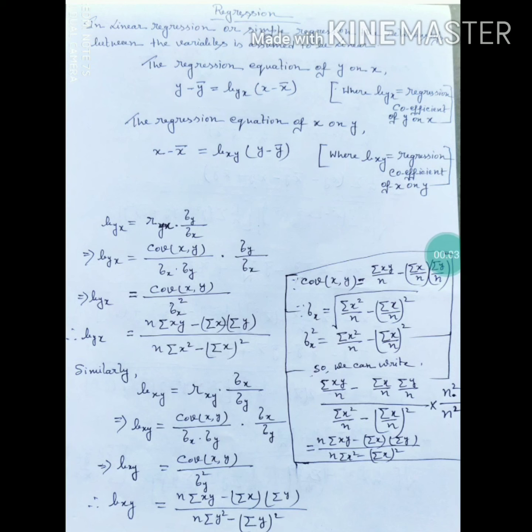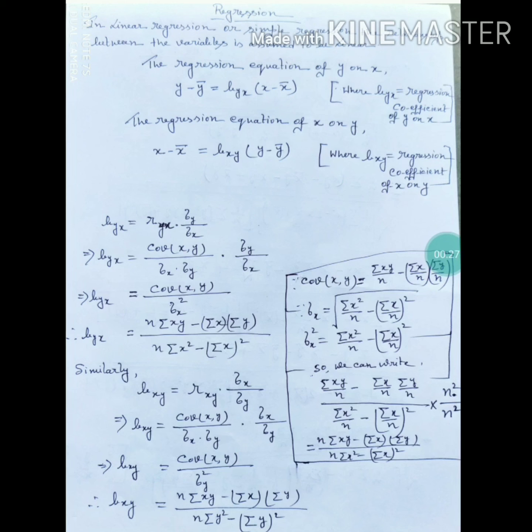Now students, I am going to discuss some of the formulas of the regression equation and regression coefficient. In linear regression or simple regression, the relationship between the variables is assumed to be linear. Now what is a linear equation? A linear equation is an equation between two variables that gives a straight line when plotted on a graph. So suppose y is equal to mx plus c. Anyway, we will discuss later in detail what a linear equation is.